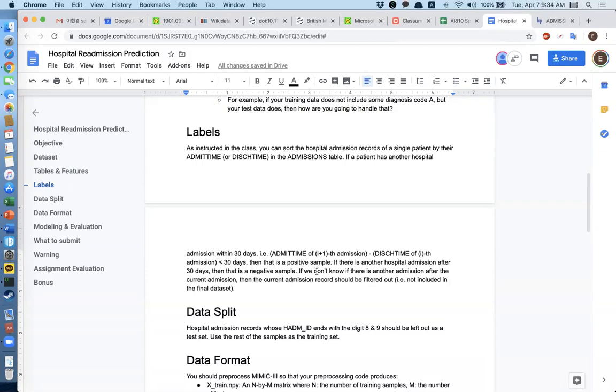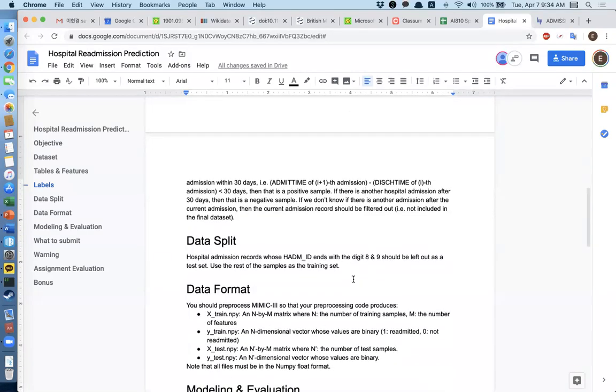If there is another hospital admission after 30 days, that's a negative sample. And as one of the students has asked me, if we don't know whether there is another admission after the current admission, then the current admission record should be filtered out. It won't be included as a training sample, because if you order your admissions in temporal order, then for the very last admission, we don't know if there's a readmission after that or not. So we are not going to use the last one. I hope that's clear to everybody.